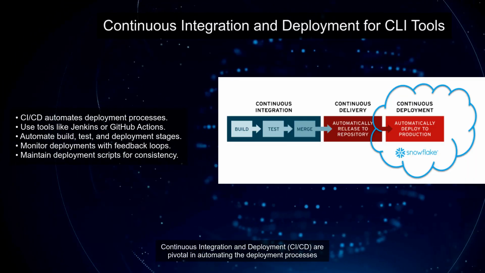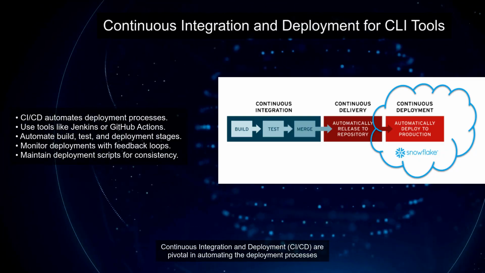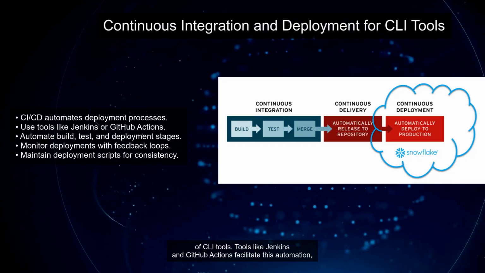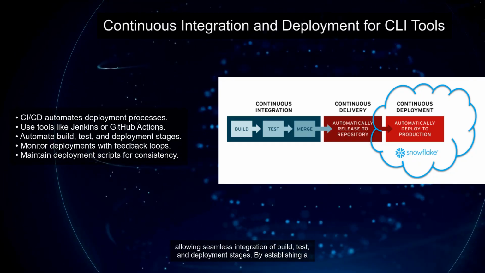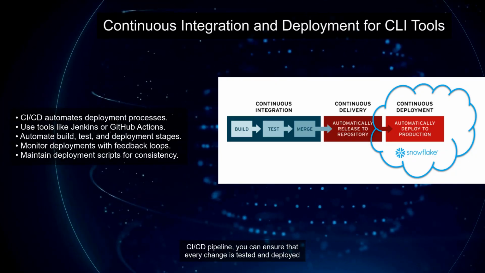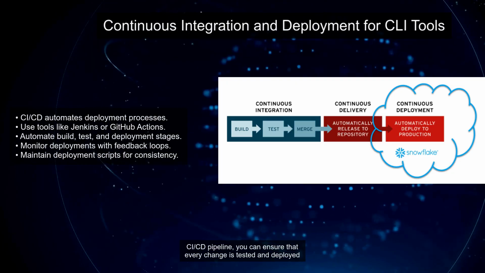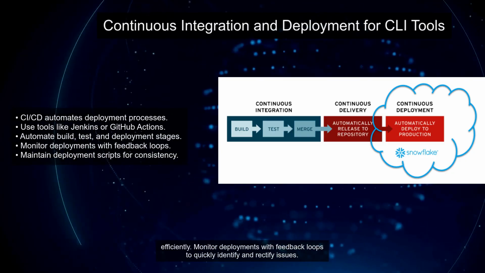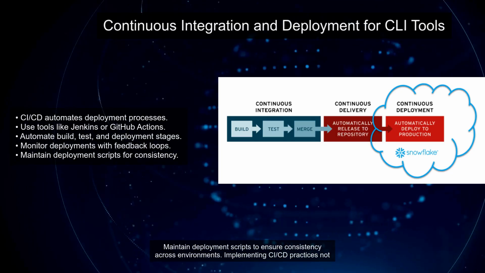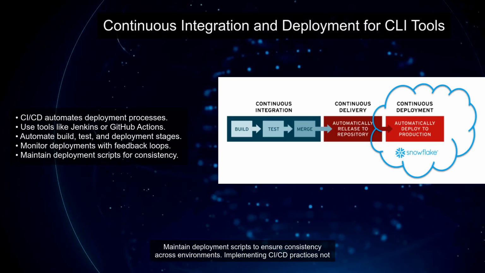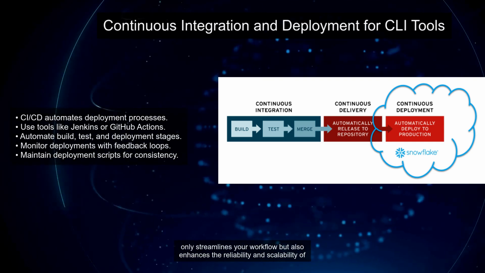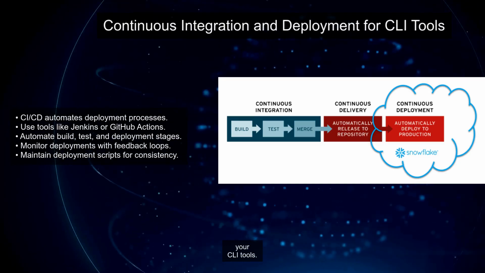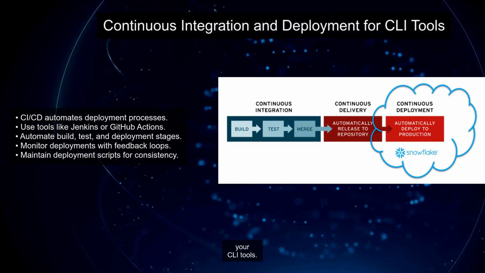Continuous integration and deployment, CI/CD, are pivotal in automating the deployment processes of CLI tools. Tools like Jenkins and GitHub Actions facilitate this automation, allowing seamless integration of build, test, and deployment stages. By establishing a CI/CD pipeline, you can ensure that every change is tested and deployed efficiently. Monitor deployments with feedback loops to quickly identify and rectify issues. Maintain deployment scripts to ensure consistency across environments. Implementing CI/CD practices not only streamlines your workflow but also enhances the reliability and scalability of your CLI tools.